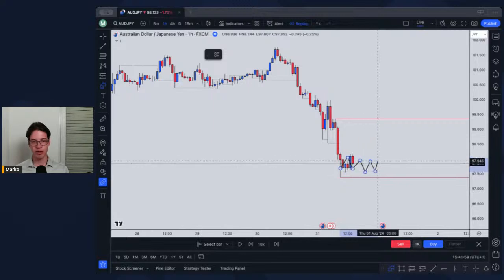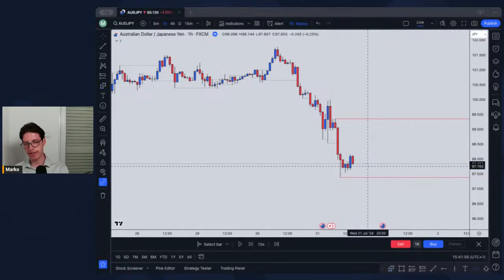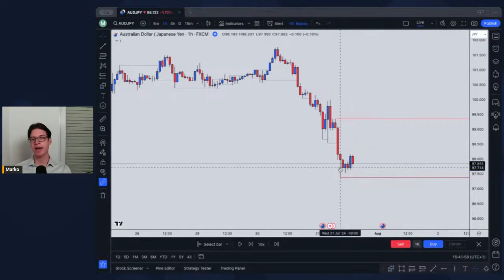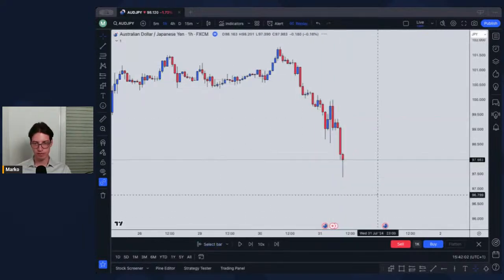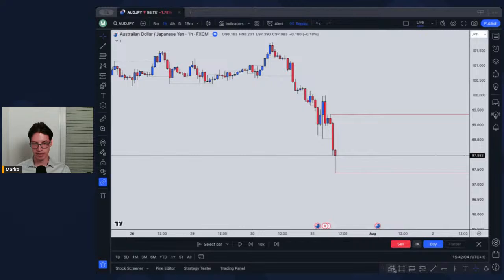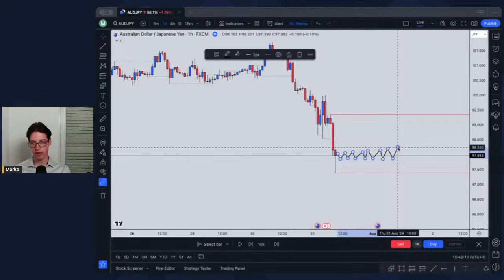Usually if I'm looking for a flag and I see a huge wick like this, I need to see a range in the flag. So I need to see something like this develop for a couple of hours.